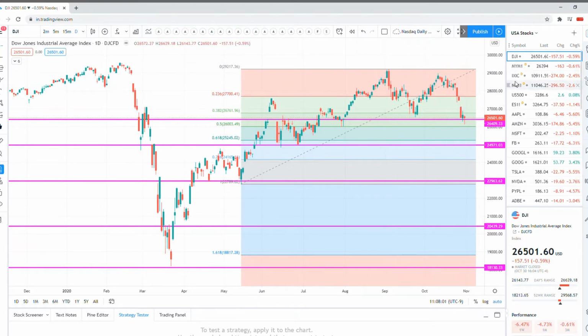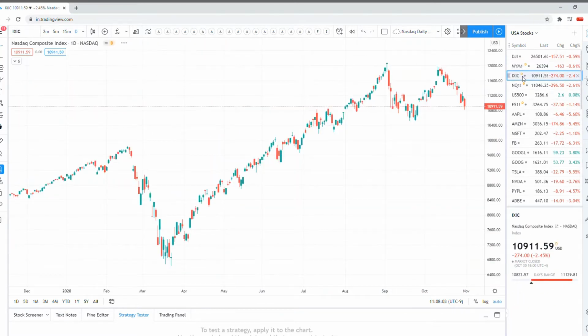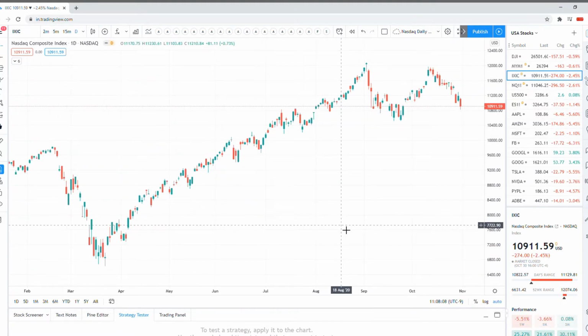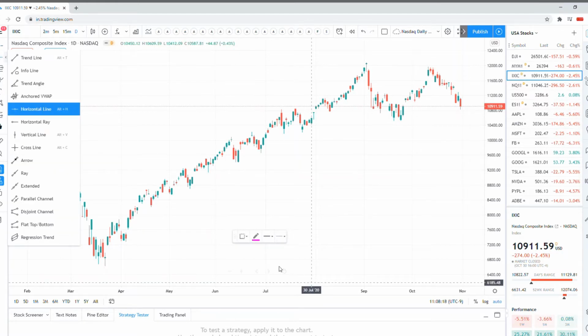And now let's go to Nasdaq, world famous Nasdaq index. I really like this index. I love the technology stocks. So let's mark the resistance and support levels.